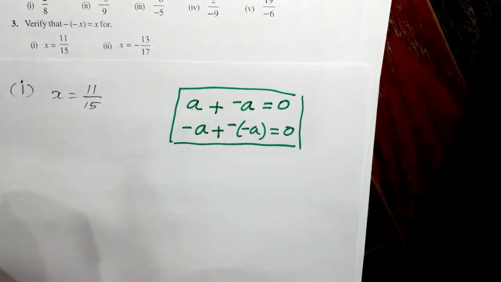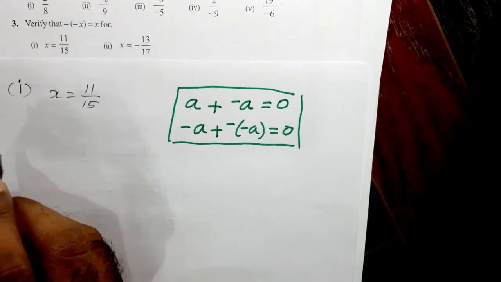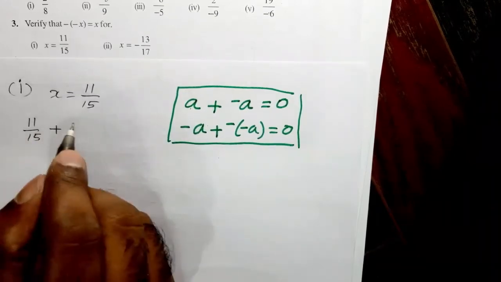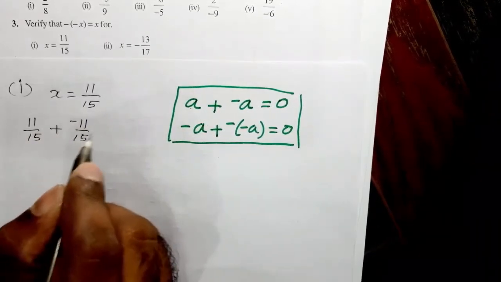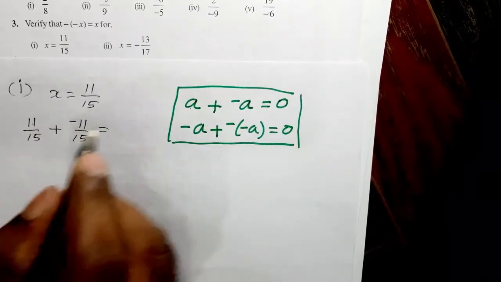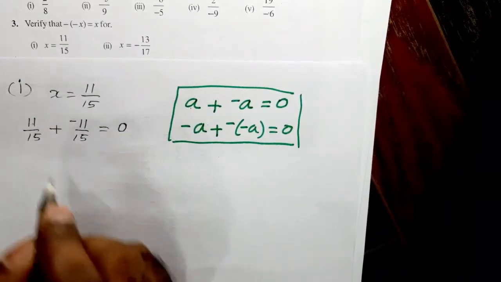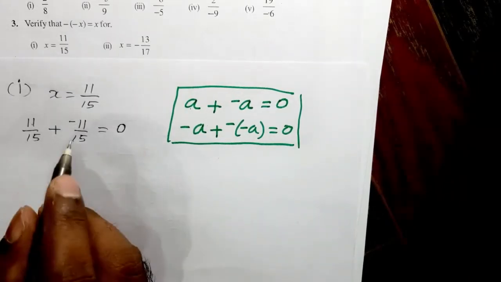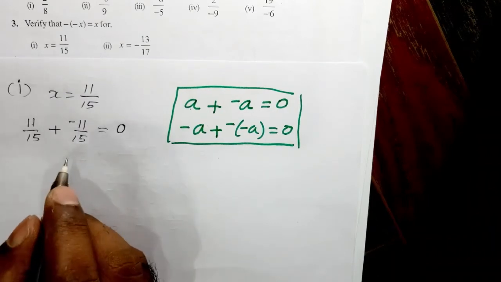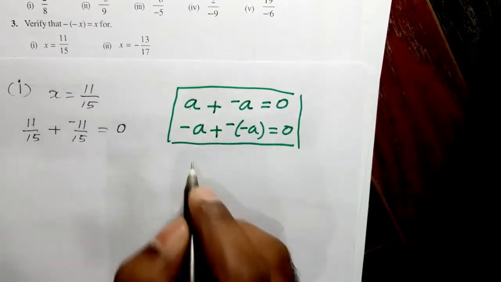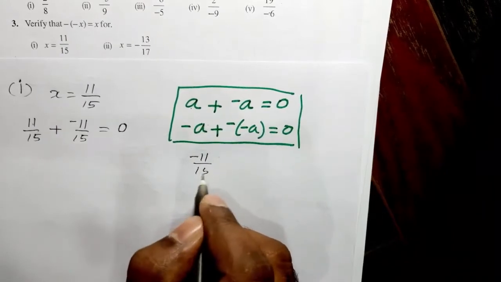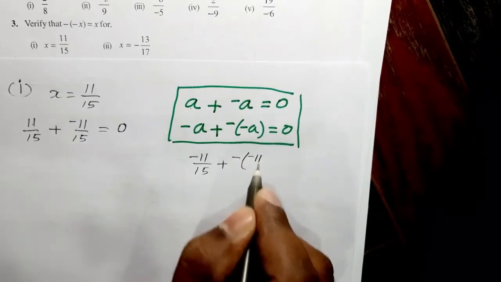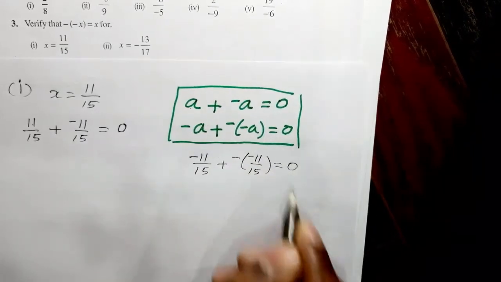We can take the example 11 by 15. When we add 11 by 15 plus its negative, minus 11 by 15, 11 minus 11 will be 0. So we get the answer 0. Now we are going to write minus 11 by 15. What will be its inverse? Minus 11 by 15 plus one more minus symbol given, we will get its additive inverse. So its answer will be equal to 0.